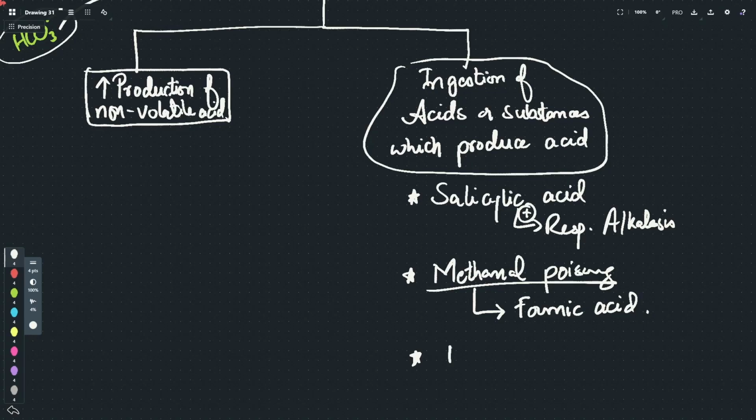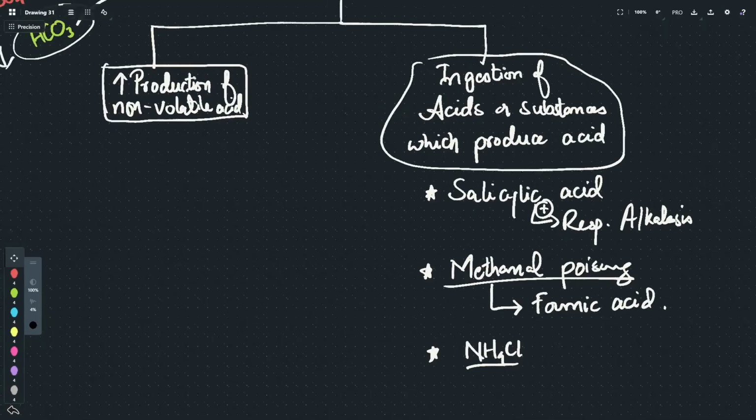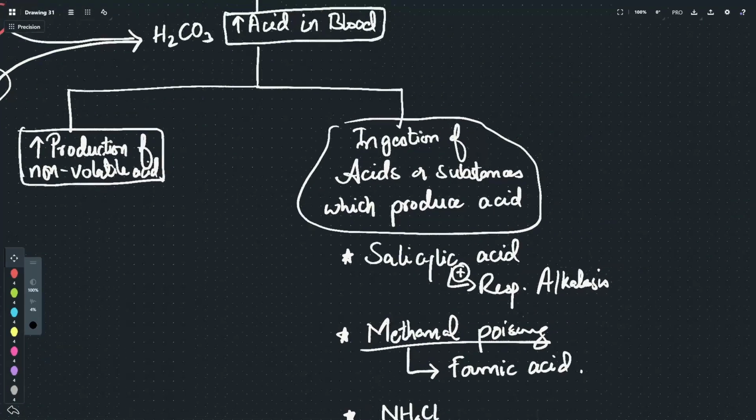Then there is NH4Cl, ammonium chloride. This drug can also cause acidosis, NH4 positive, the acidic part. Again, very logical and easy to understand.